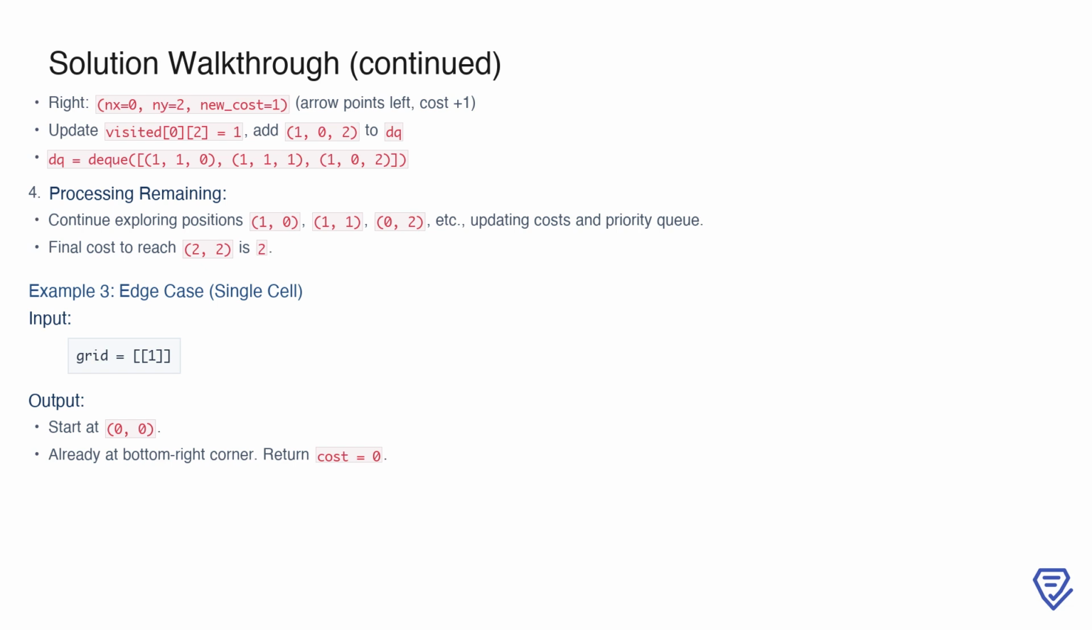The algorithm continues to process these positions, exploring their neighbors and updating the costs dynamically. By using the 0-1 BFS approach, we ensure that the queue always processes the lowest cost paths first. Eventually, after exploring all necessary positions, we find that the minimum cost to reach the bottom right corner, (2, 2), is 2. This example illustrates how the algorithm handles larger grids and efficiently navigates through required direction changes.